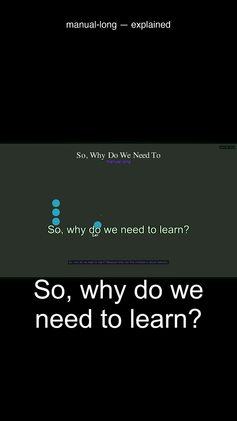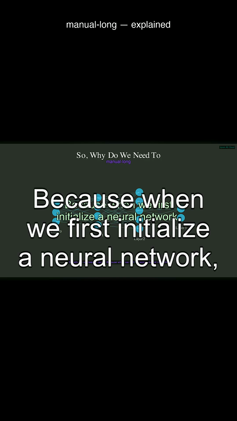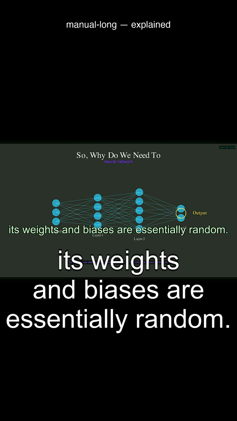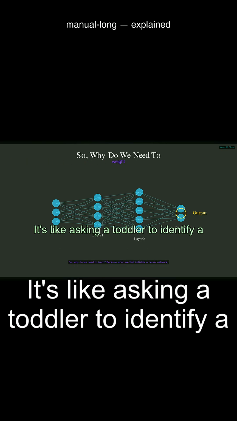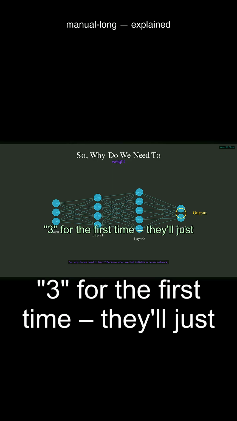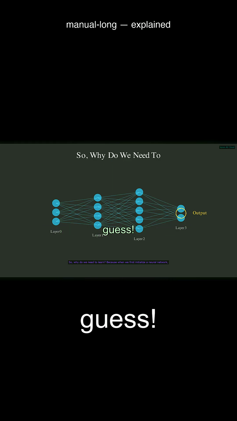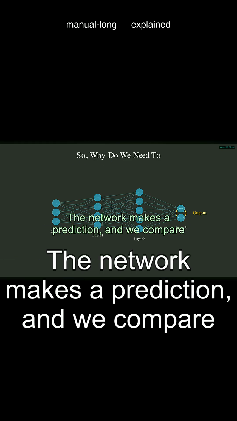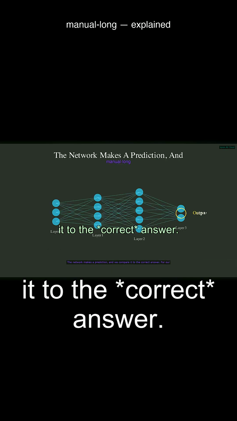So, why do we need to learn? Because when we first initialize a neural network, its weights and biases are essentially random. It's like asking a toddler to identify a 3 for the first time; they'll just guess. The network makes a prediction, and we compare it to the correct answer.